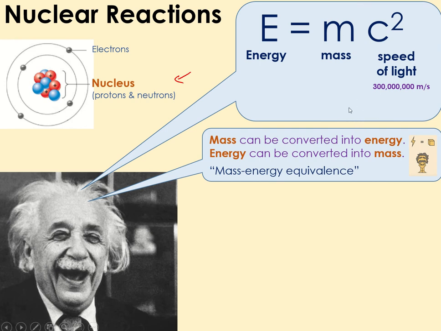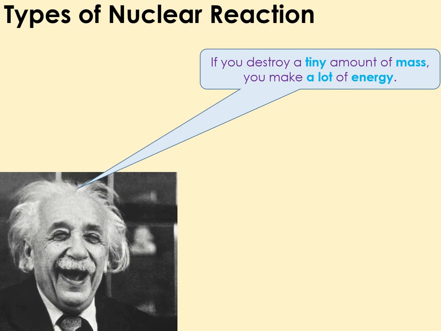The speed of light is a very large number, but the speed of light squared is 9 times 10 to the 16. It's an incredibly large number. You don't need to know this equation or any of this history, but the takeaway is that energy can be converted into mass, and vice versa. Because of the speed of light squared, fission and fusion are based on this: if you destroy even a very, very tiny amount of mass, you can make an incredible amount of energy. In both of these nuclear reactions, that's what we're doing.